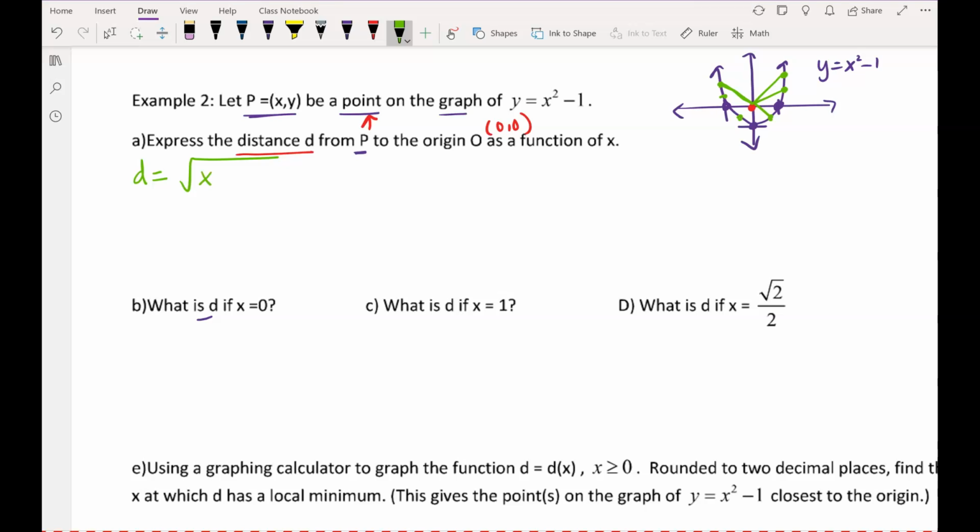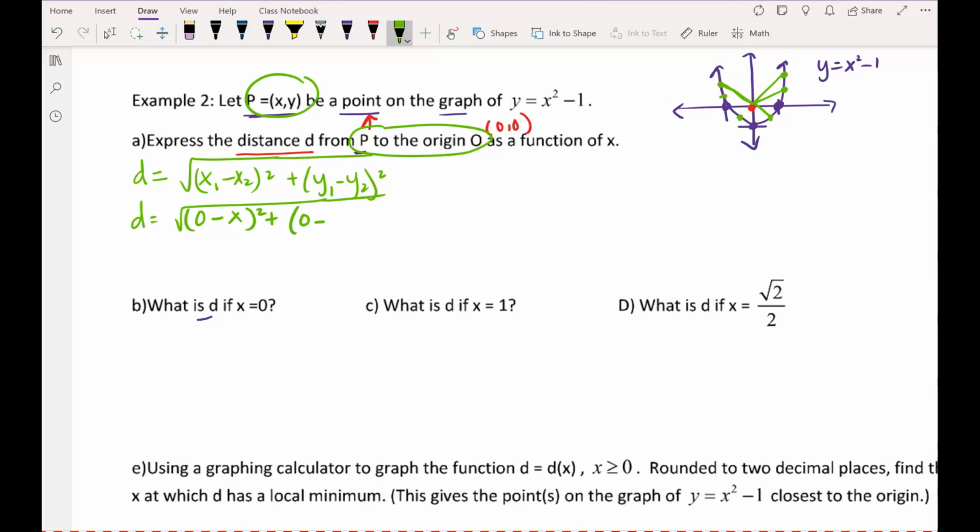The distance formula, students, is always the square root of (x1 minus x2) quantity squared plus (y1 minus y2) quantity squared. Well, we know one of the points is the origin. It says from any P to the origin. So the origin, let's call it (0, 0), we're going to subtract, and P is this right here. So 0 minus x quantity squared plus, again I'm letting the origin be (x1, y1), 0 minus y quantity squared, where y2 is my P. Simplify that out, and it's now the square root of x squared plus y squared.